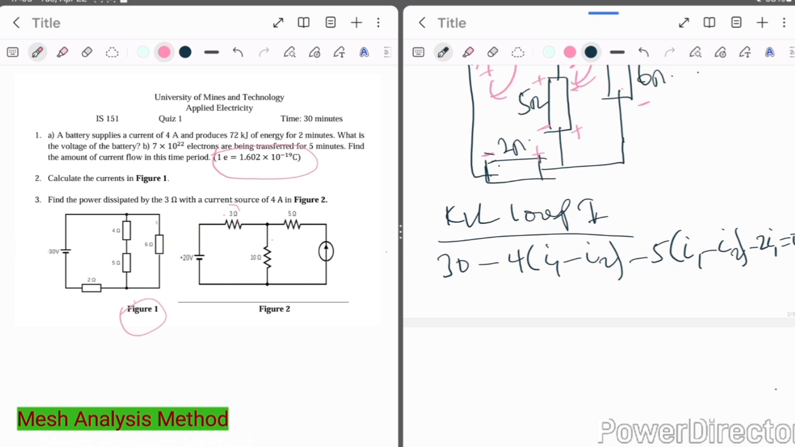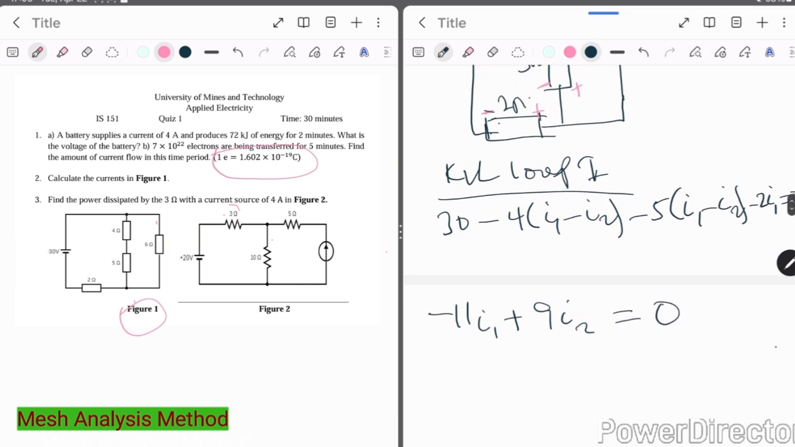If we go ahead and simplify this equation, this part, what we are going to get, at the end of the day, is minus 11 I1 plus 9 I2 equals 0, and this is just by simplification.